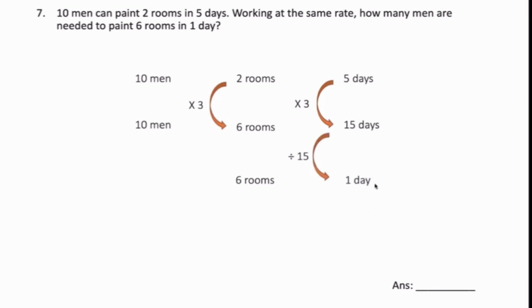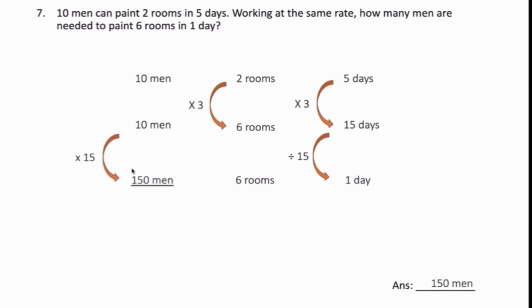You get 1 day. Now, from this to this, you are painting the same number of rooms, but with much fewer days. From 15, you reduce the number of days to 1 day. Would you need more men than before? Logic will tell you: same number of rooms, fewer days, you will need more men. So to have more, you multiply by the same number. So 10 times 15, and that is the answer.